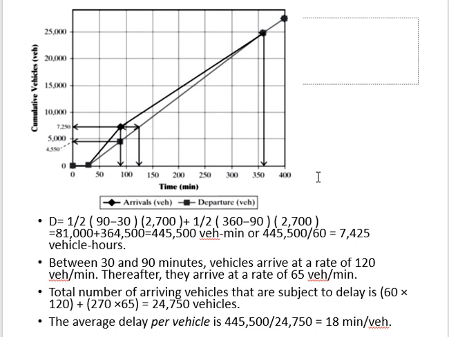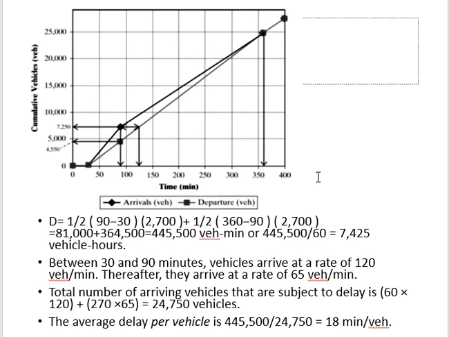Clear? Okay, now how do we calculate the delay? Once you have plotted this graph, delay is the difference in area under these two lines. What is delay? You calculate area under both lines and take their difference. Okay, area under this line and area under this line, and then you calculate the difference. Got it? Clear? Any problem?